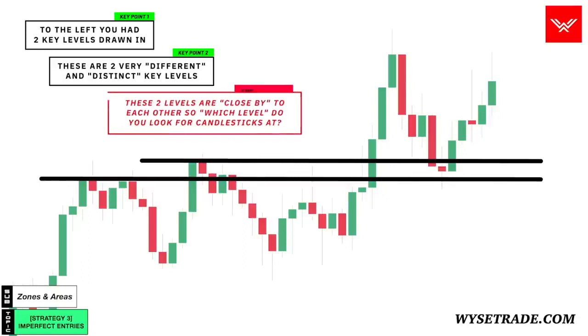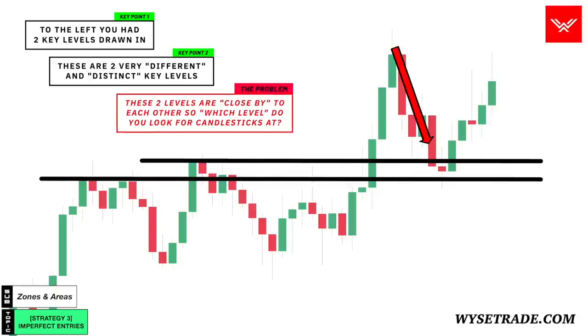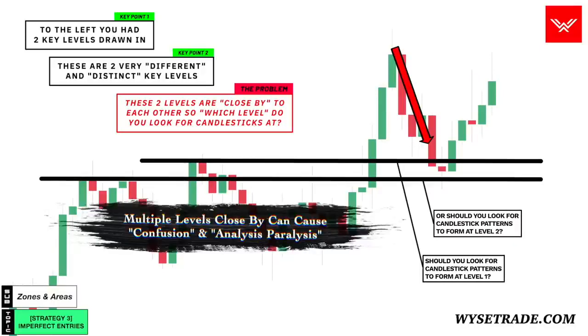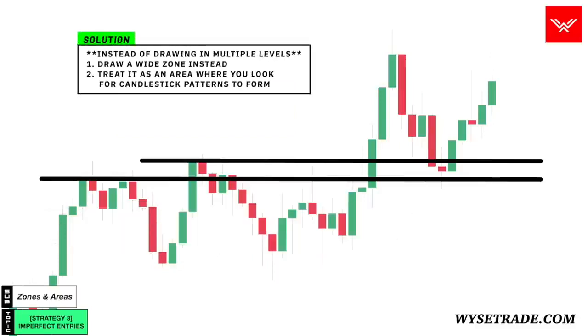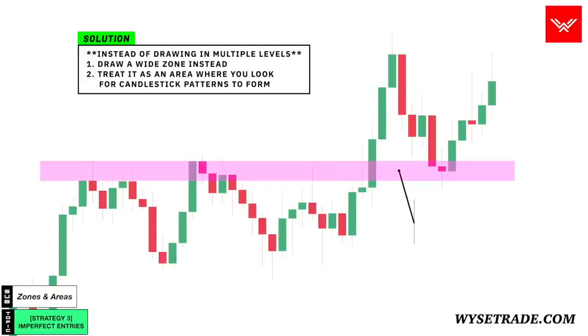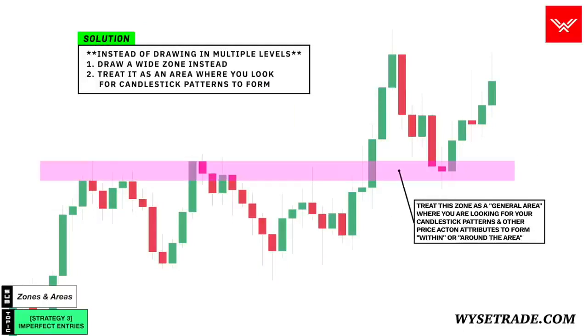And here's the problem. Since these levels are close by to each other, as price is approaching these levels, you are thinking to yourself, should I look for candlestick patterns at this first level, or should I look for candlestick patterns at the second level? Having multiple levels drawn in close by to each other can cause confusion and analysis paralysis. Now, to get around this problem, instead of drawing in multiple levels, what you do is you draw in a wide zone like this and treat the zone as a general area where you look for candlestick patterns to form within or around.